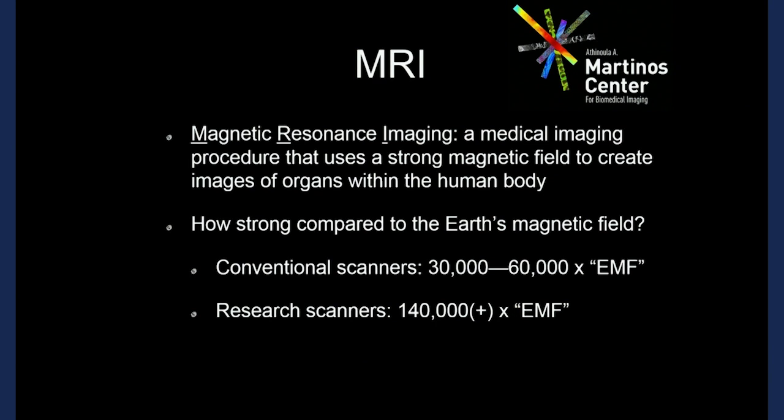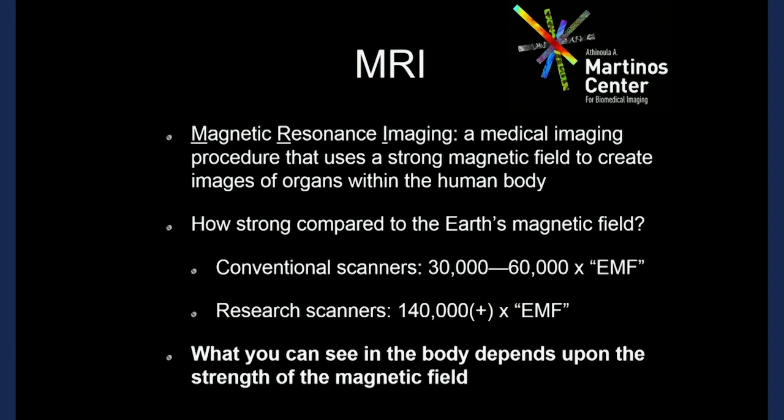Well, if you drop like the last 3 zeros and I say, does it make a difference whether or not you're driving 30 to 60 miles per hour or if you're driving at 140 miles per hour? Yes, it makes a big difference. So the difference between these numbers actually enables you to potentially see more that you could not see at lower fields, and I'll show you a couple of examples. So basically, what you can see in the body depends entirely on the magnetic field.